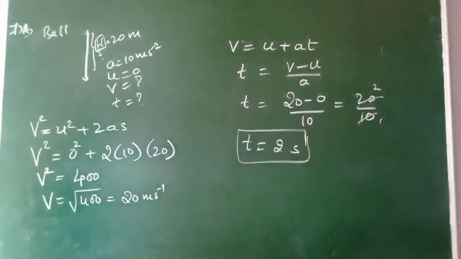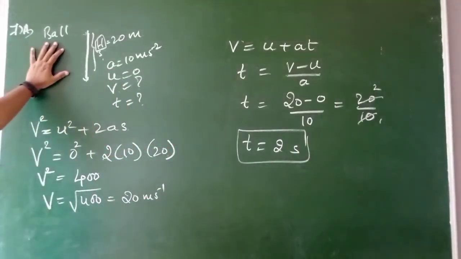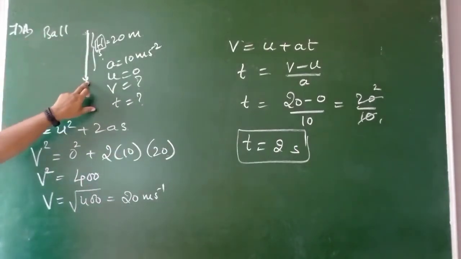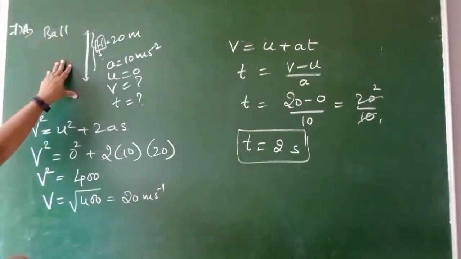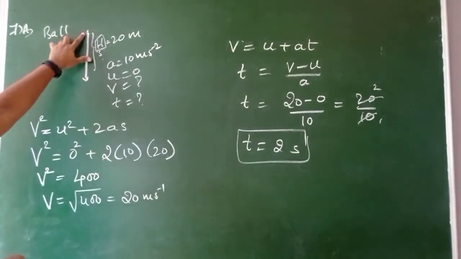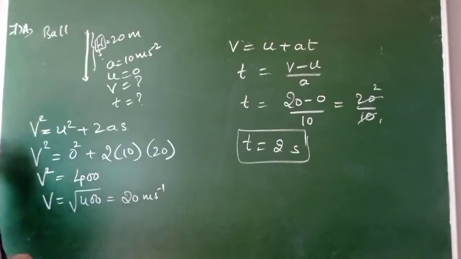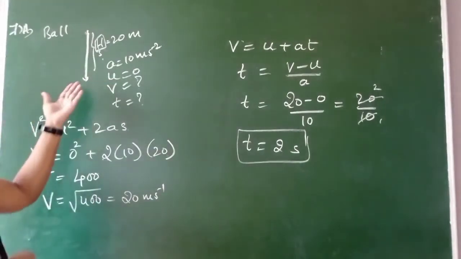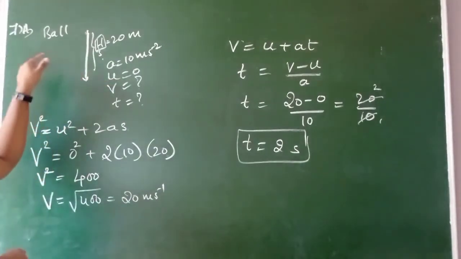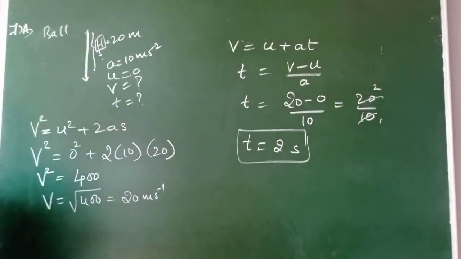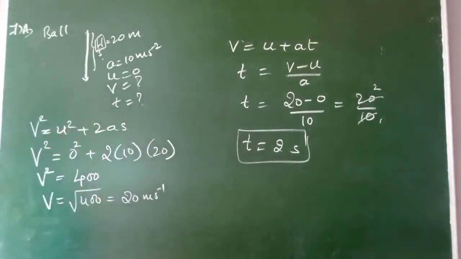Is it clear? Okay, and so I'll explain, children. A ball from certain height is left to the ground, means it is dropped to the ground. So at this point its initial velocity will be 0. First we have to calculate its final velocity, means what is its velocity when it has reached the ground is the question. We have to calculate the final velocity, and also the time value.